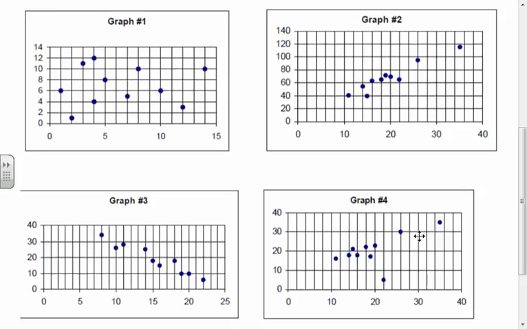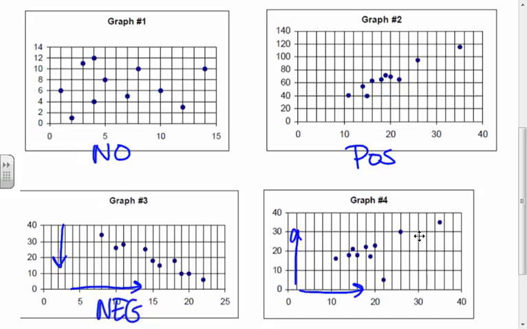All right, what you should have said is this one has no correlation. There's no pattern at all. This one has a positive correlation because if you were to draw a line through there, it's going from the bottom left to the upper right. Graph 3 has a negative correlation because as the x increases, the y decreases. And graph 4, you should have said that has a positive correlation also, because as x increases, y generally increases. All right?